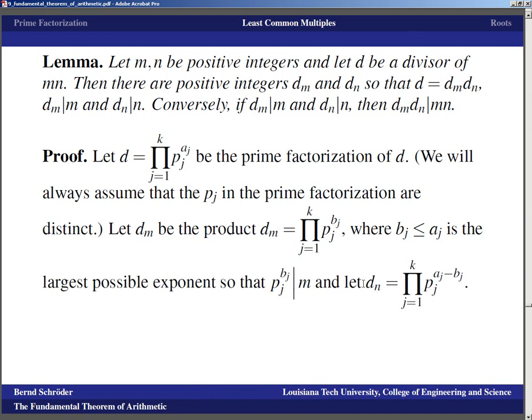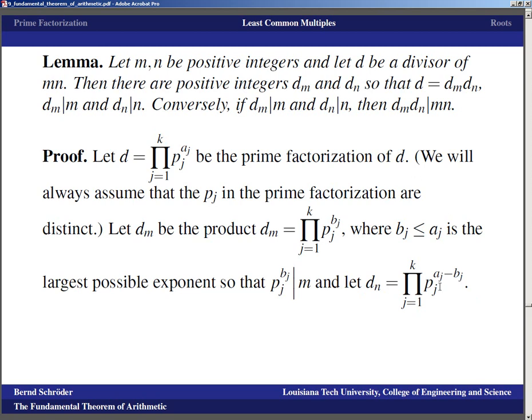And we have already said that dm times dn is d. Well, if dn now did not divide n, then there would be one of these powers that doesn't divide n, but that extra prime factor, that extra pj, could not be pushed into m, because we have already pushed as many powers as possible into the m, and so that would be a contradiction, which means therefore that dn must also divide n.